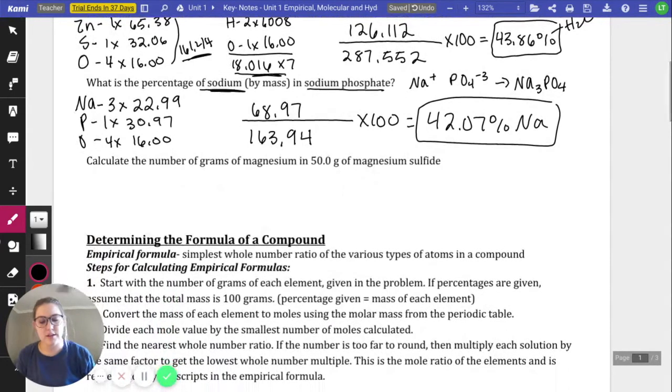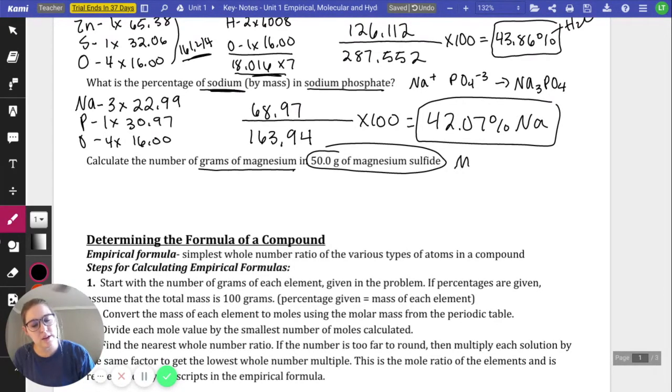All right, last one. This is also kind of percent comp, but on this one, we can actually use our mole-to-mole ratio instead of solving using our percent. So I want to know how many grams of magnesium there are in 50 grams of magnesium sulfide. First things first, got to write that formula. Magnesium is Mg, has a +2 charge. Sulfide is sulfur, -2 charge. Swap, drop, reduce. And you get MgS as our formula.